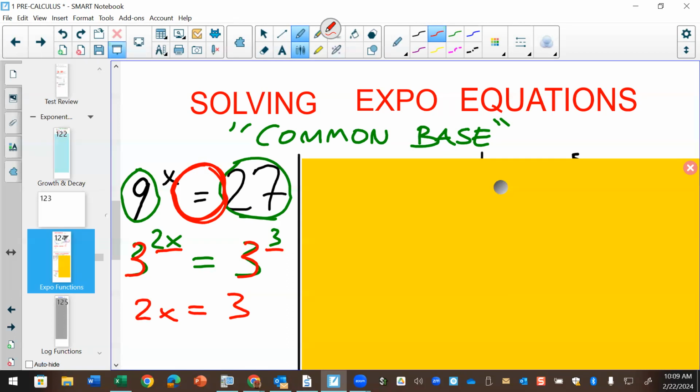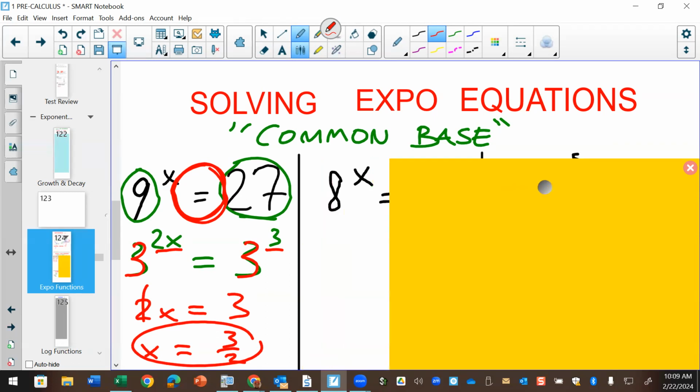X equals, give me a fraction. 1.5. Decimals are for non-winners. Give me a fraction. 3/2. Okay. You want X equals 3/2. All right, so that was it. Did you get it? Okay, you look for a common base. Then you set the exponents equal to each other. Let's try another one together. All right, write this one down.